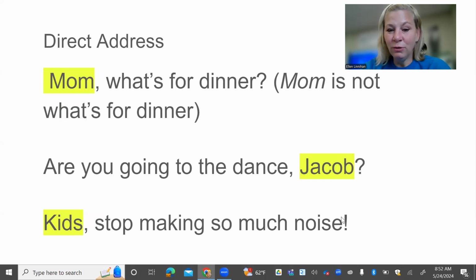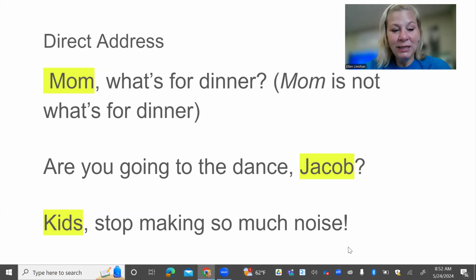The next one, "Are you going to the dance, comma, Jacob?" Are you going to the dance, Jacob? You're asking Jacob a direct question, right? So that, again, needs to be surrounded by a comma. And in this case, it comes at the end of the sentence, so it's a question mark.